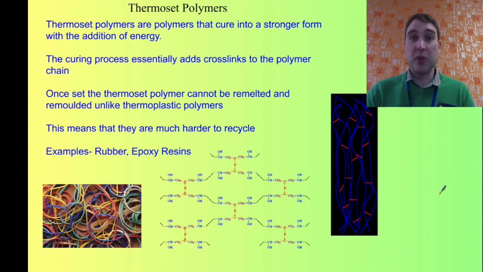So some examples of thermosets are rubber. Once rubber forms, you get those cross-links between the chains of the latex. It's very hard to break them, so it's very difficult to recycle. Epoxy resins are used as glues. They're good at sticking things together. Once they form though, they're stuck. It's very hard to remove them from a surface.